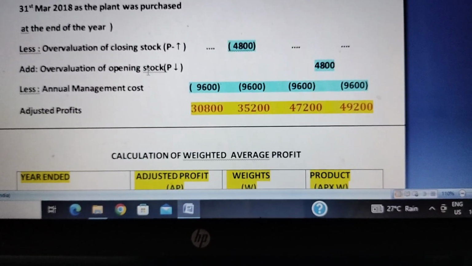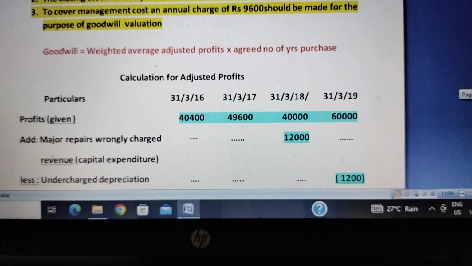But the overvaluation of closing stock means the profit would have been reduced. So we are adding the overvaluation of opening stock, 4,800, with the profit of 2018. And lastly, to cover management cost, an annual charge of 9,600 should be made for the purpose of goodwill valuation.